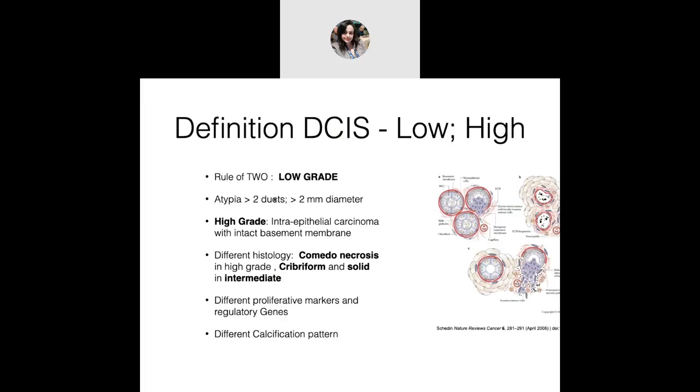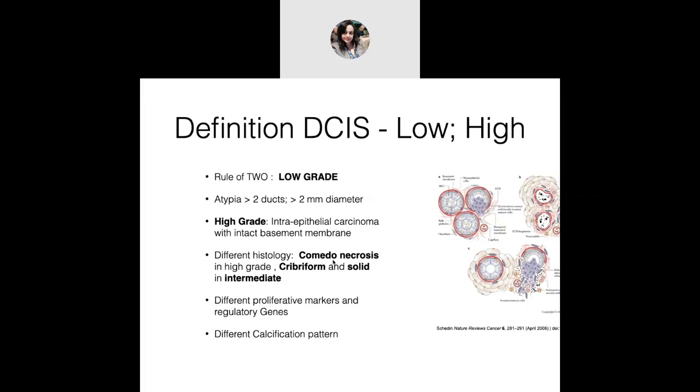Okay. So low grade is just this, atypia, but involving more than 2 ducts. But in high grade, we have intraepithelial carcinoma. It's more aggressive. Like you see in this diagram here, you still have abnormal looking cells, but the basement membrane is intact. It's not broken. Here it is broken. Then it becomes invasive cancer. So high grade intraepithelial carcinoma has an intact basement membrane. That's the difference. And there can be necrosis.